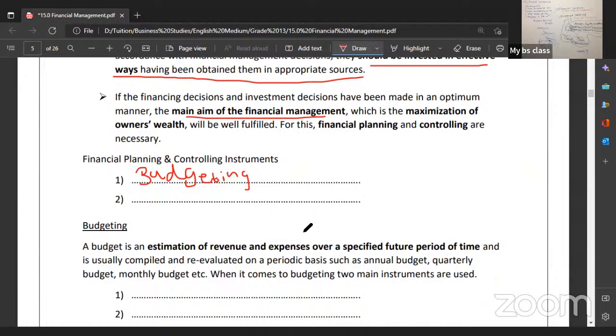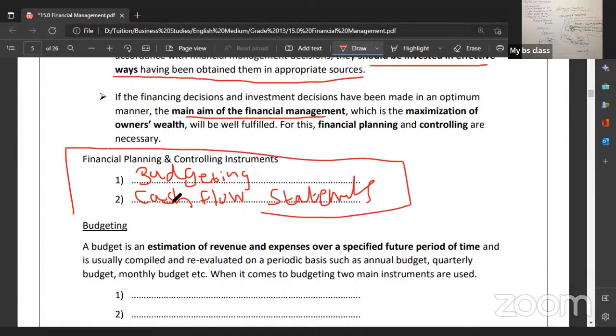And the cash flow statements. Budgeting and cash flows we will talk about. Cash flow statements are about cash in and out. Shall we write: financial planning and controlling instruments, one is through budgeting, one is through cash flow statements.